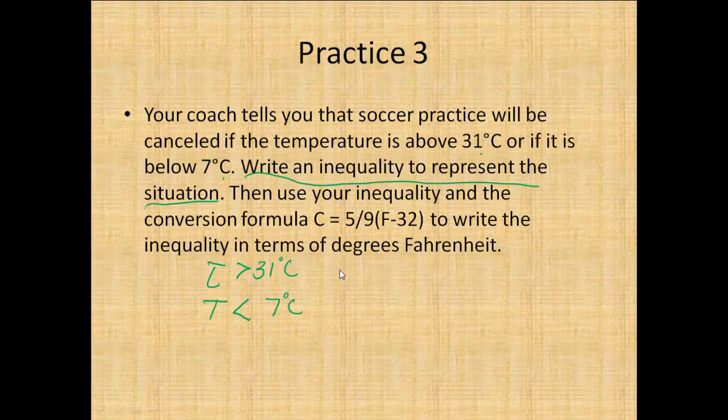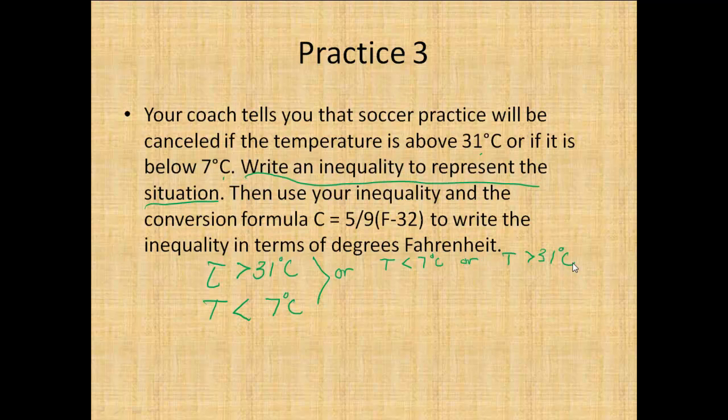Now what we have to decide is, are we going to write this as an and or an or? So ask yourself the question, can your temperature be greater than 31 degrees while at the exact same time being less than 7 degrees? The answer to that is no, they cannot happen at the same time. That makes this an or inequality. So now I'm going to rewrite them as a compound inequality. My temperature needs to be less than 7 degrees Celsius, or my temperature needs to be greater than 31 degrees Celsius. So that takes care of the first part of it.